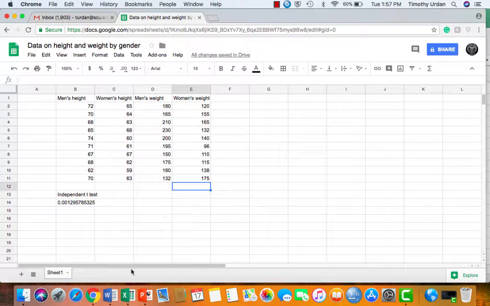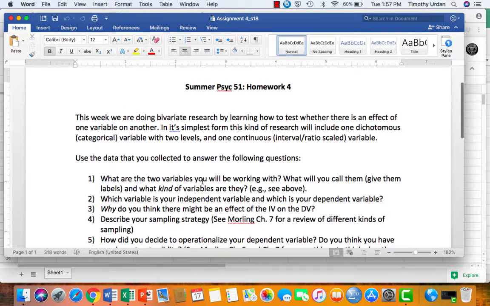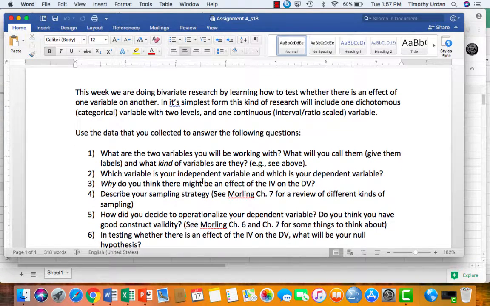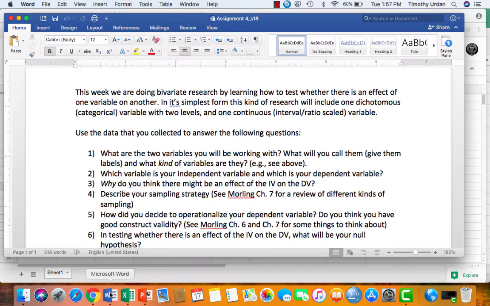So let's take a look at the homework. I'm going to answer these homework questions with these data. What are the two variables you'll be working with, what will you call them, and what kind of variables are they? I'm going to do a t-test that compares men's weight to women's weight, and these are the data. So I have two variables. One is gender, which is a dichotomous categorical variable, men and women. The other variable is weight in pounds, and that's an interval variable. Those are my two variables.